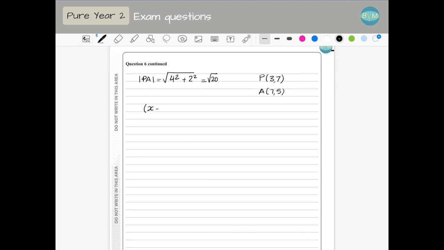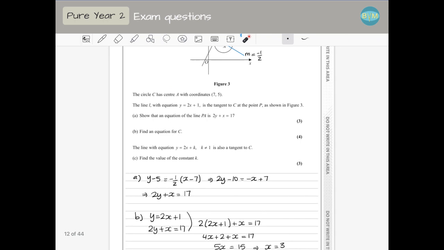So (x minus the x of the center, 7) squared, plus (y minus the y of the center, 5) squared, is going to be radius squared, so 20. And this is the equation of the circle. We don't need to expand brackets or anything because they don't ask us to write it in any particular way.